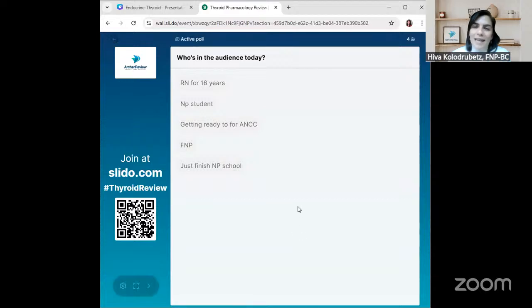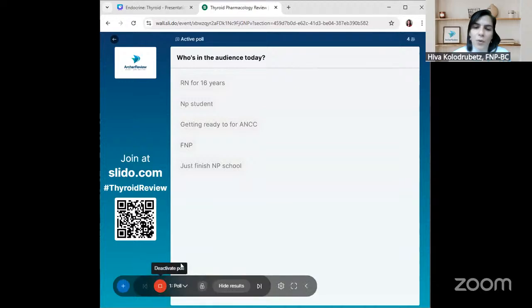And I see some typing. So you guys are getting used to this Slido. Awesome. So we're going to go to our next poll, and I want to see where you're logging in from.